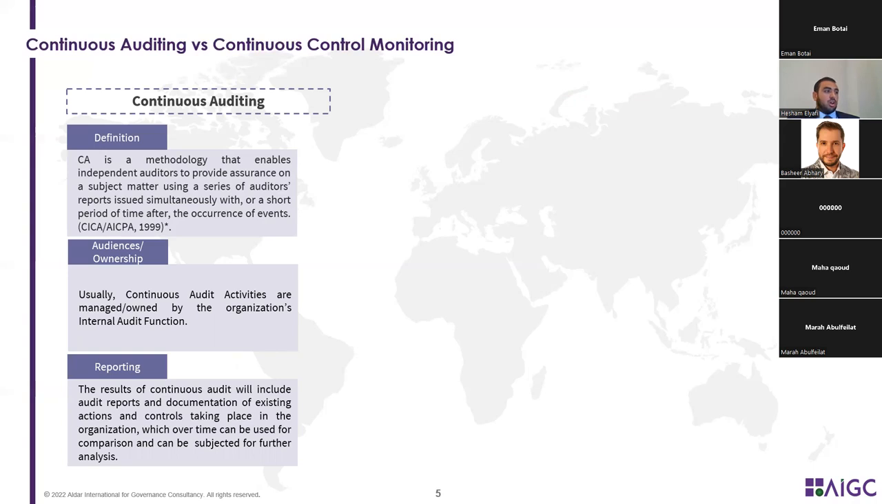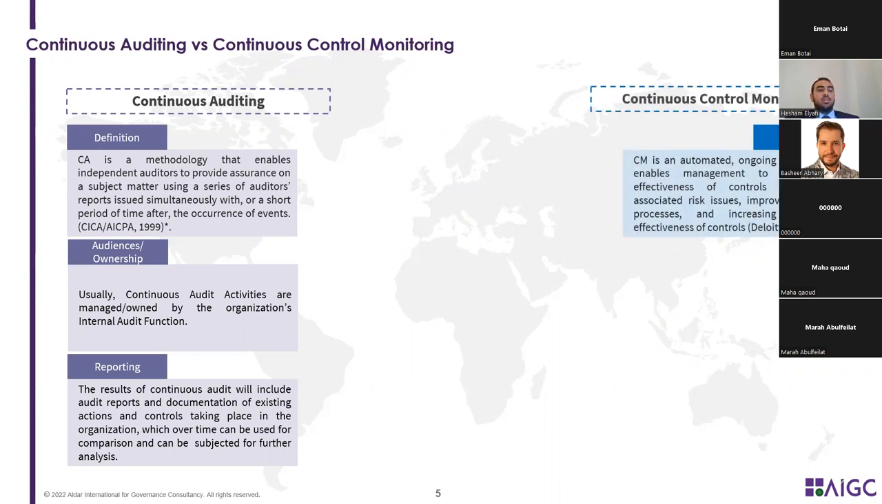The audience of continuous auditing, or actually, if we want to say the ownership of continuous auditing tools, was usually the internal audit function within the organization. And usually the reports of continuous auditing would include audit reports, would include compliance checks, and would include comparisons between the existing period and the previous period.